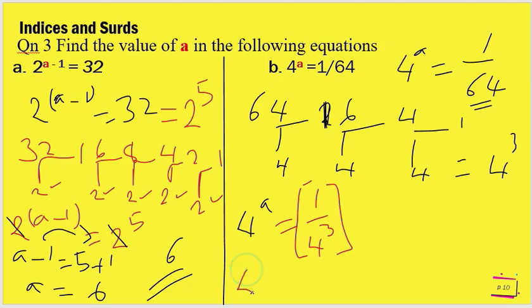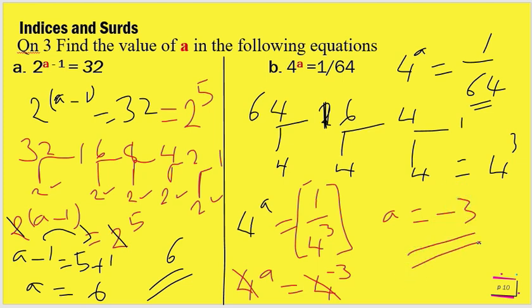Then we will get 4 power a is equal to 4 raised to minus 3, and therefore since the bases are the same, the indices must be the same, and therefore a becomes negative 3. So whenever an index is negative, if you find the reciprocal of it, then it becomes positive, as you have seen. So that is part of question number 3.